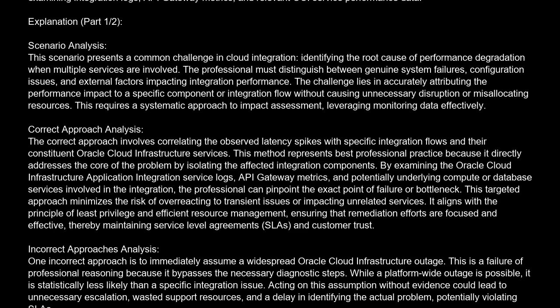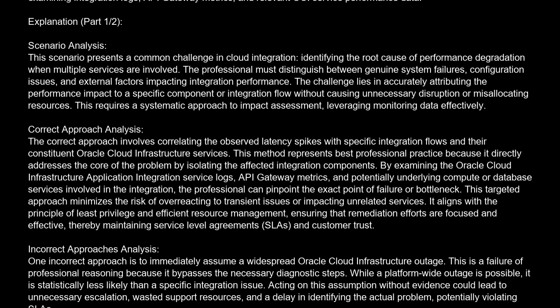Explanation. Scenario analysis. This scenario presents a common challenge in cloud integration, identifying the root cause of performance degradation when multiple services are involved. The professional must distinguish between genuine system failures, configuration issues, and external factors impacting integration performance. The challenge lies in accurately attributing the performance impact to a specific component or integration flow without causing unnecessary disruption or misallocating resources. This requires a systematic approach to impact assessment, leveraging monitoring data effectively.